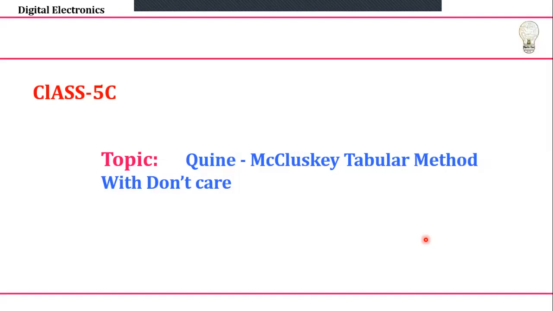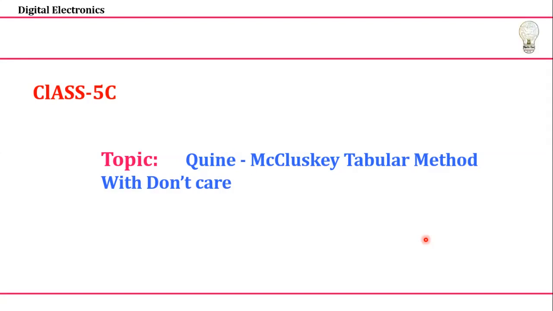In this video, we are going to discuss the Quine-McCluskey tabular method with don't care conditions. In the previous video, we discussed the Quine-McCluskey method and how to simplify Boolean expressions. If I consider a don't care condition, which you already know is denoted by x, we take its value as 1 for the SOP form. When it comes to the POS form, we consider it as 0.